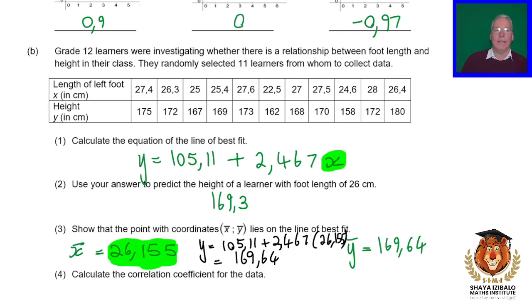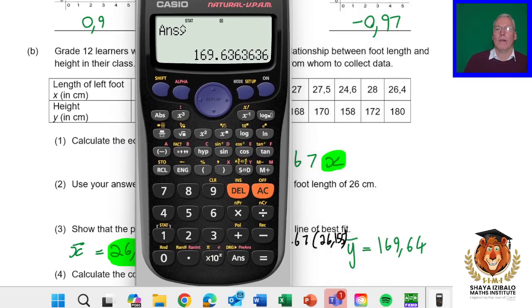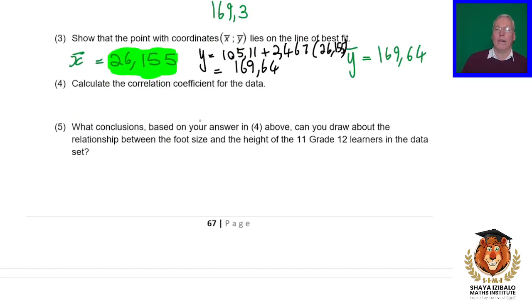Okay, then it says let's calculate the correlation coefficient for this data. All right, and remember how we do that? We go shift stat, we go back into our regression menu, shift stat 5, but we choose option 3 for r. Okay, and we get 0.68. r is 0,68.